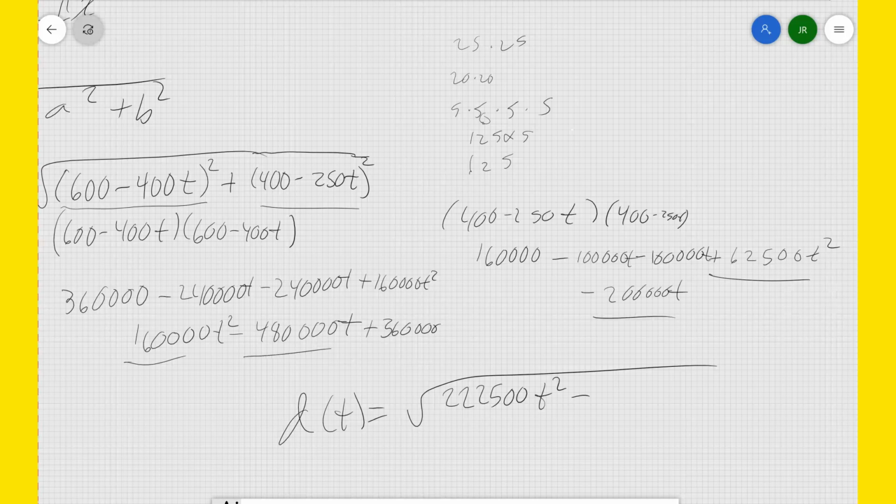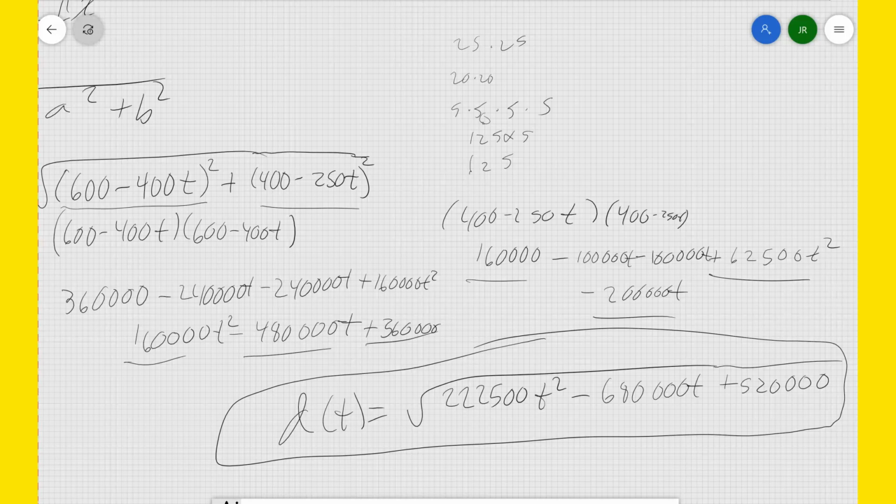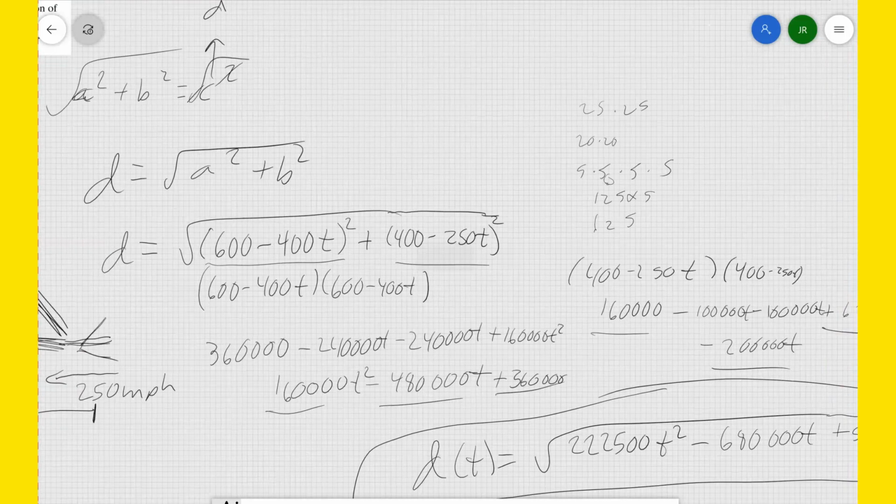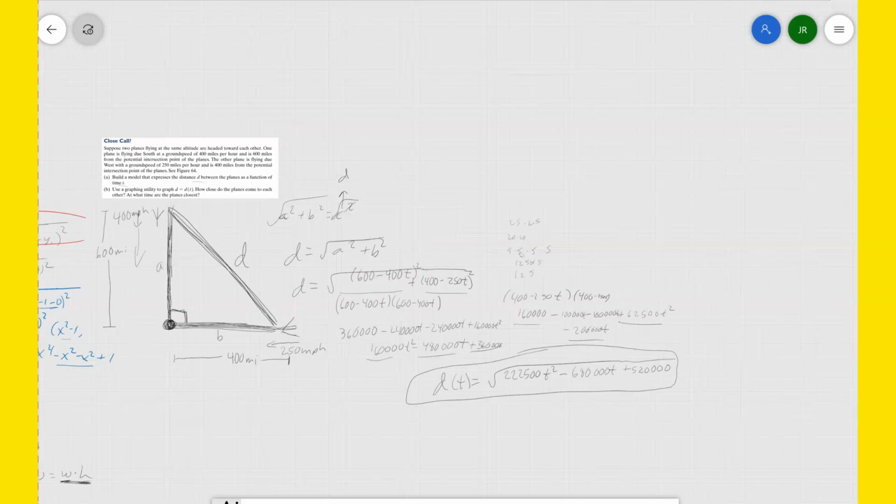That's going to be minus 680,000 t. Now add that and that. 360,000 plus 160,000 equals plus 520,000. So this is my final answer for part A, which was asking me to build a model.